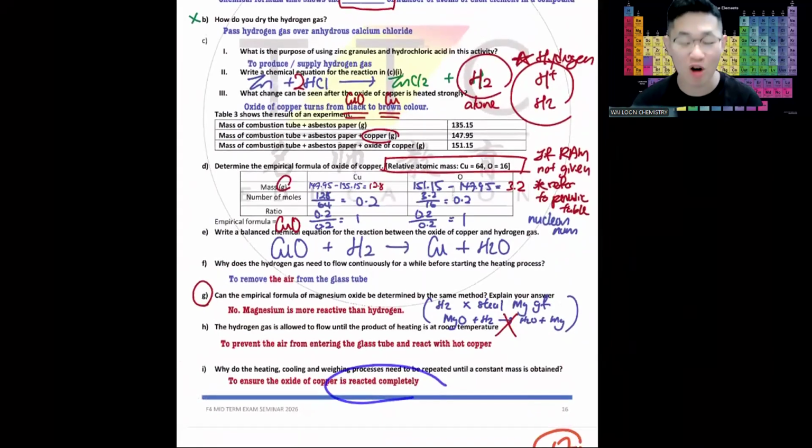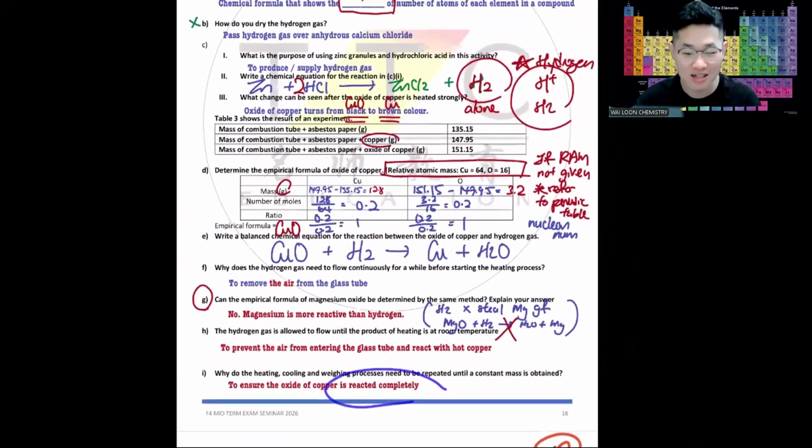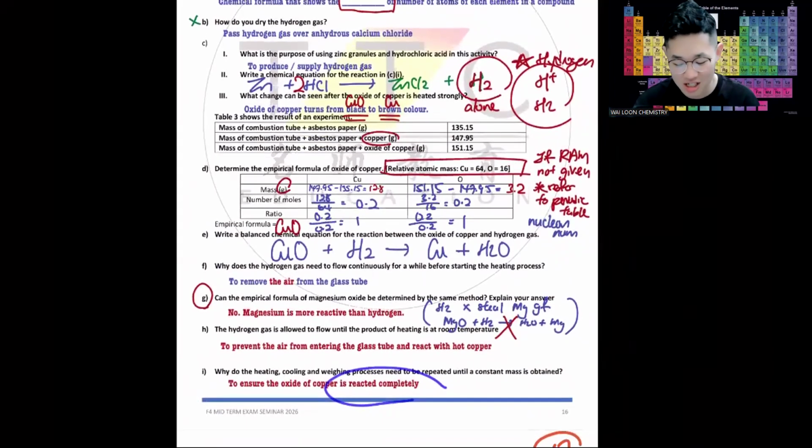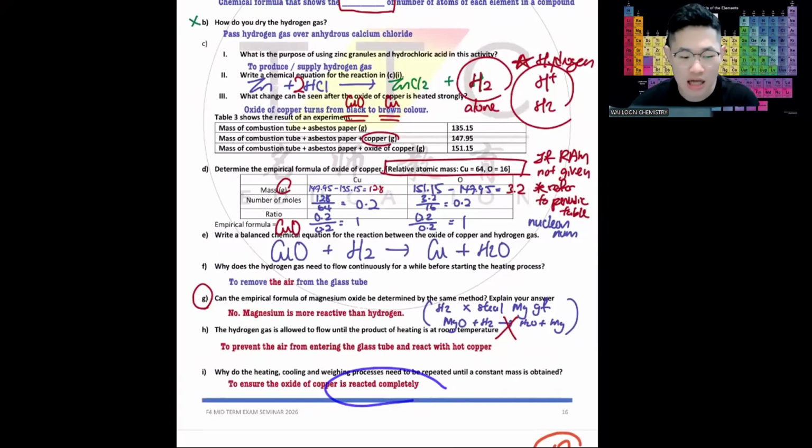You must have the word reacted completely. You can write copper to copper oxide, okay, but you must have the word reacted completely. Yeah, okay, guys, just like that. Back to the question we did just now. The next page, we skipped one question, right? So why is this method, they ask me?